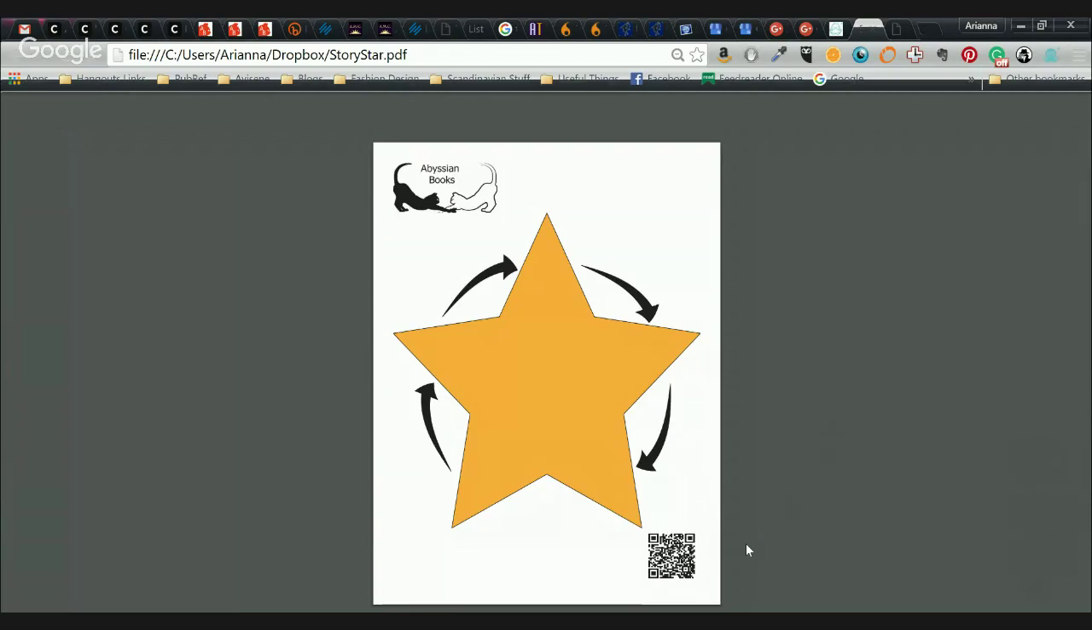So this is the bulk of the middle if you're doing a 3 act. And then the point on the upper right is your climax.